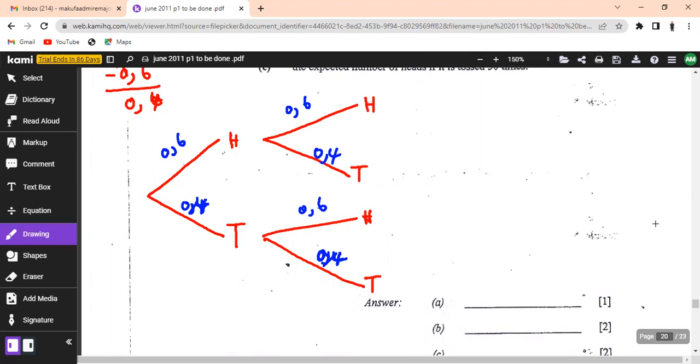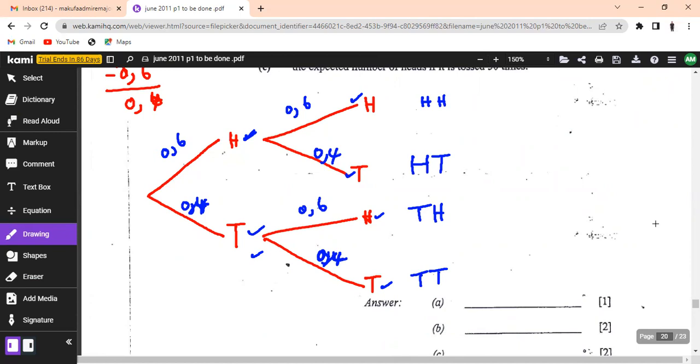So now you're going to see that these are the outcomes: head followed by head. So these are your outcomes, head, head; head followed by tail, so this is head, tail; tail followed by head, so this is tail, head; tail followed by tail, so this is tail, tail, like that.